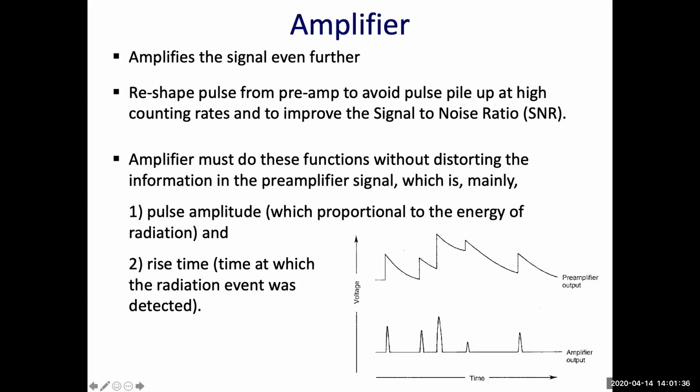The amplifier must do this without distorting the information in the pre-amplifier signal, mainly the pulse amplitude, which should not be distorted. This is the signal from the pre-amplifier, and this is the signal after being reshaped by the amplifier. We see the amplitude here is the same as the amplitude of this one. It should not be distorted because it has information about the incident photon. Another thing that should not be distorted is the rise time, the time at which the radiation event was detected. The event detected at this time should be at the same time here. It just rearranges the pulses to prevent pile up, keeps the rise time, and keeps the pulse amplitude the same.